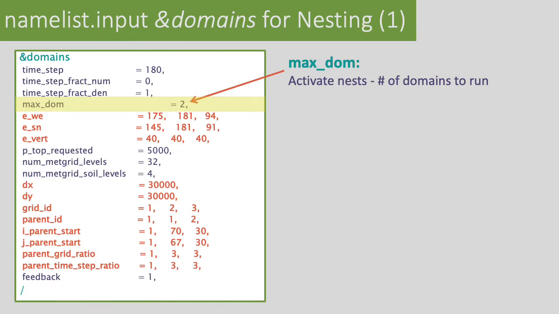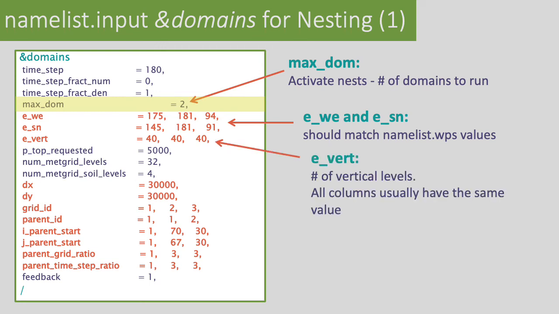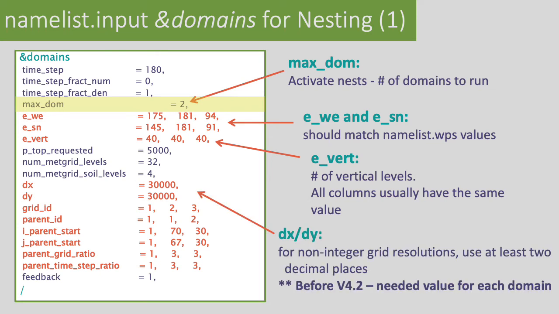The domains namelist record is where you will find the max_dom setting, which you will set to indicate how many domains you wish to run, and here we are running 2 domains. Just as for WPS, you'll set the ending west to east points and the ending south to north points to indicate the size of the domains, and this should be identical to the settings in namelist.wps. e_vert indicates the number of vertical levels you wish to use. Unless you are doing vertical nesting, this should be set to the same value for each domain. And then you'll set dx and dy to mimic the resolution used during WPS.